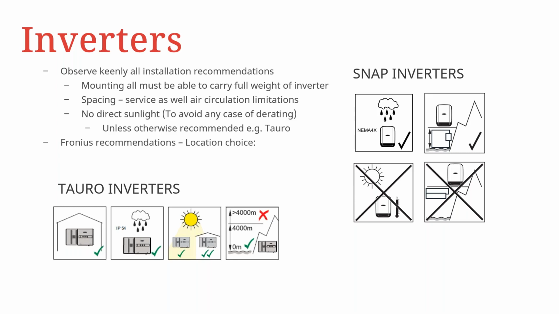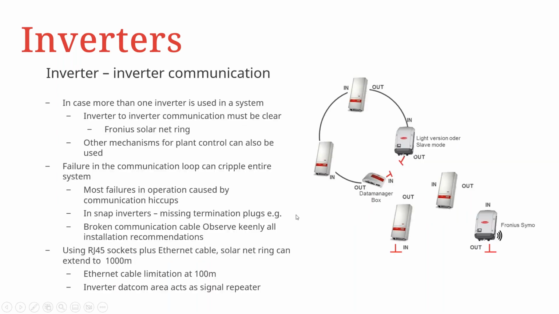And then obviously the Fronius recommendations of location choice. So always have a covering over the inverter. Even though the inverter is IP rated, it is always important just to cover it in case. Not exposed to direct sunlight, and then obviously to always oblige to the limitations on altitude for voltages.